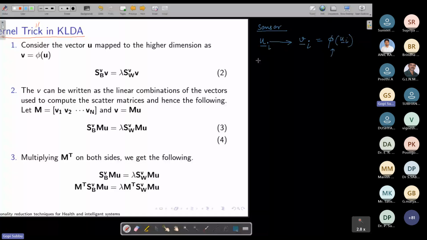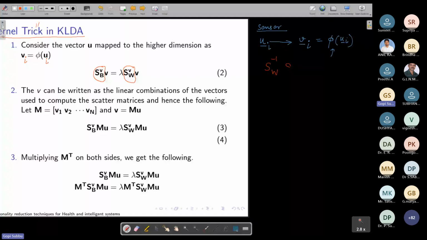Let me put this as vi here. You should not get confused with this v. You are now computing the between class scatter matrix and the within class scatter matrix in that higher dimension space. As you know, in the case of KLDA, we are interested in the eigenvectors of SW inverse SB, that is, SW inverse SB E equal to lambda E.